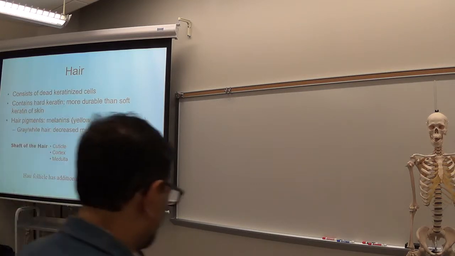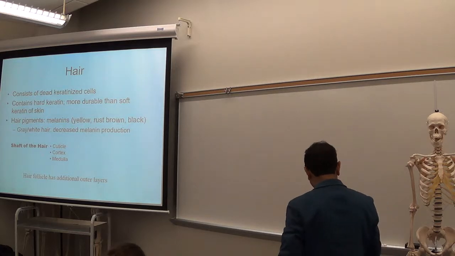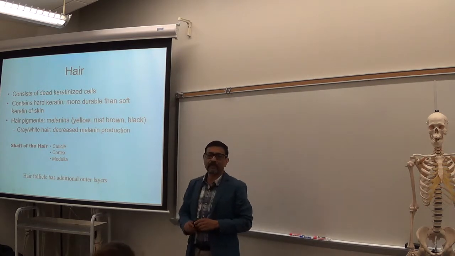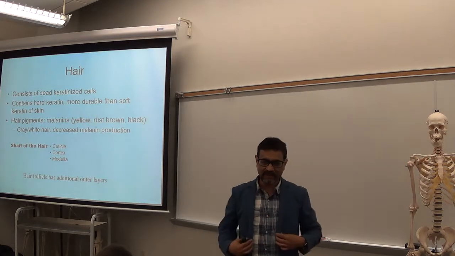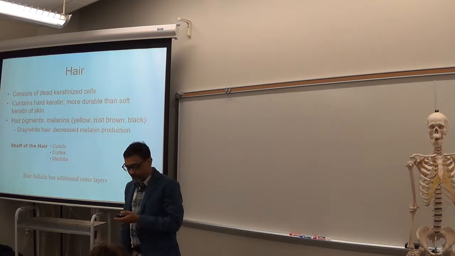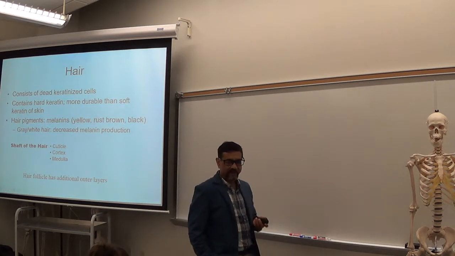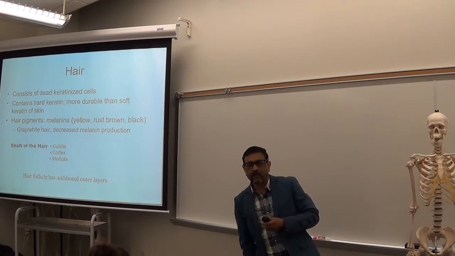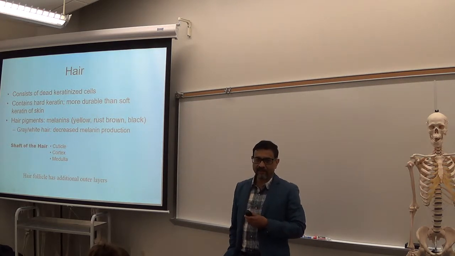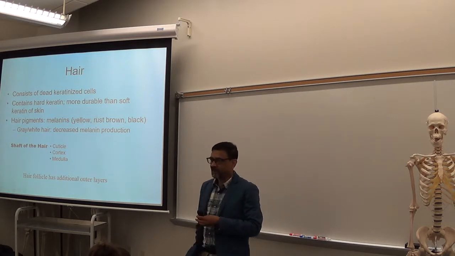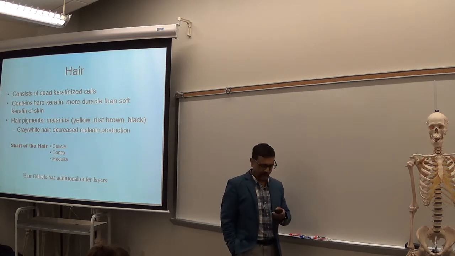Okay, so everybody, we are talking about the integumentary system, and you know that the main part is the skin, and other structures include hair, nails, and glands of the skin. We have already talked about the skin and the glands of the skin. So today, first we'll talk about the hair.